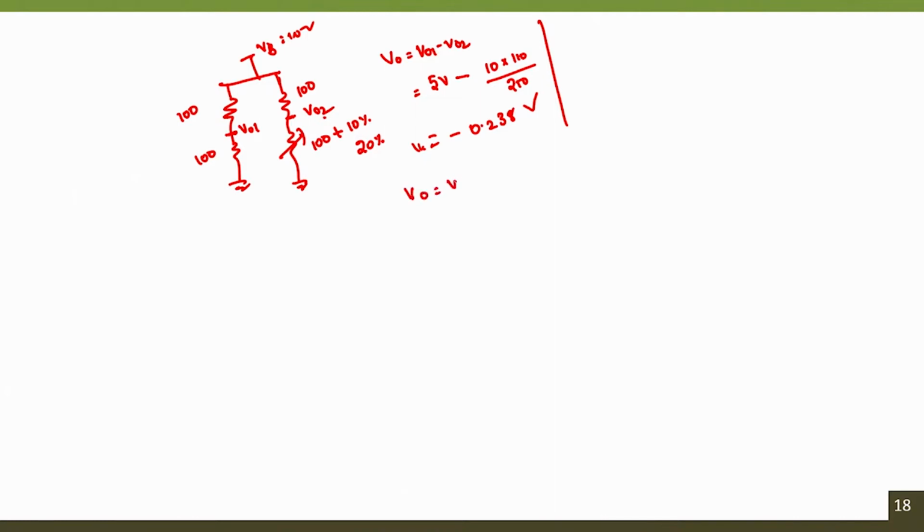V naught is equal to 5 minus 10 into 120 divided by 220.